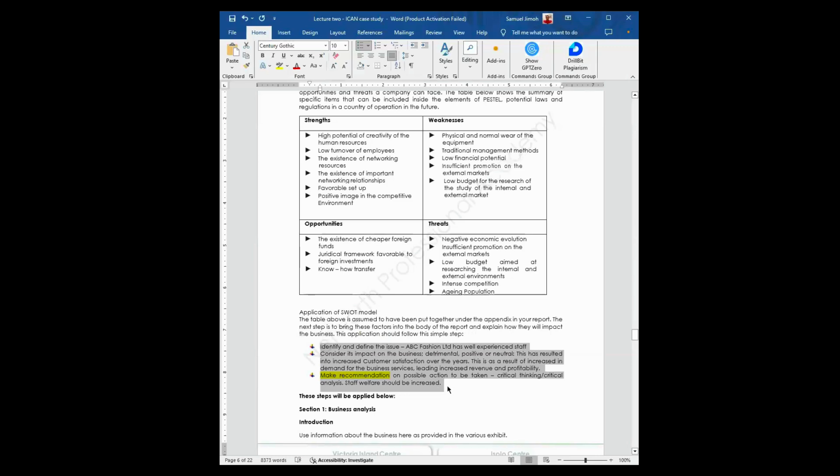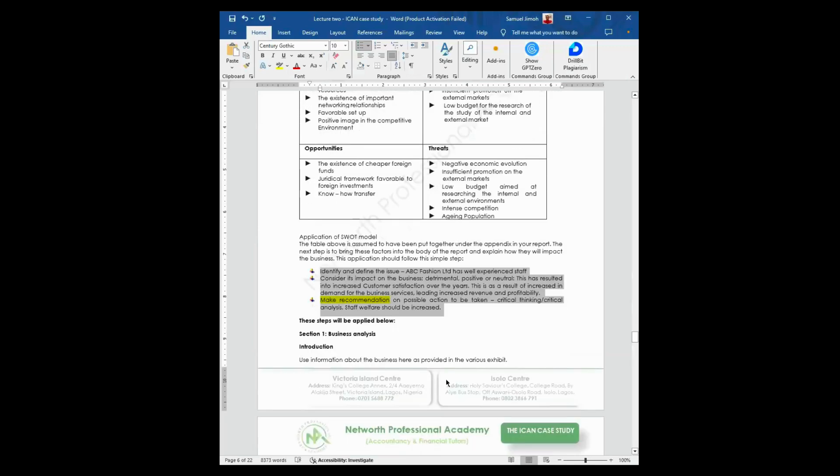Right, you should follow these steps so that you are making a very reasonable point. You'll be making a very reasonable point this way.